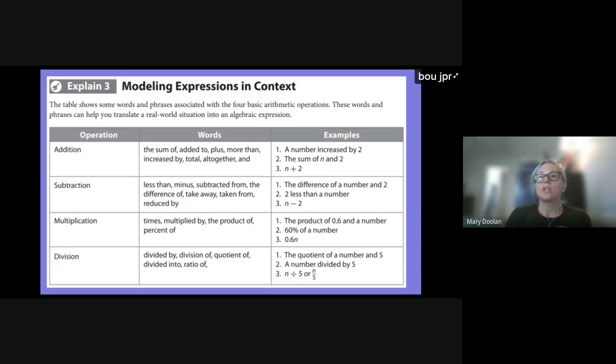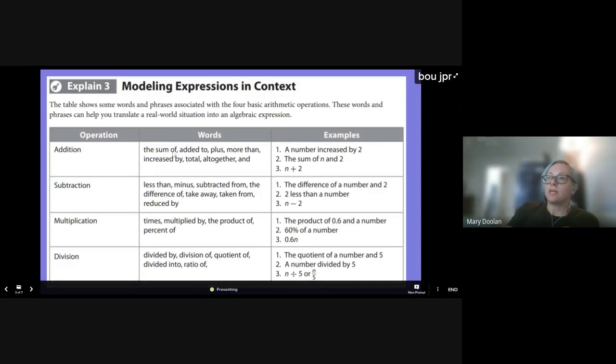And so these words and phrases can help you translate a real world situation into an algebraic expression. So this is a really good thing to reference when you are working with a word problem and you're trying to figure out what it is asking you to do. So these are words that mean addition: sum of, added to, plus, more than, increased by, total, altogether, and. Those all mean that you're adding. And then we have some examples over here of something you might see.